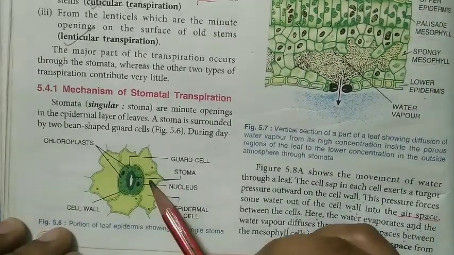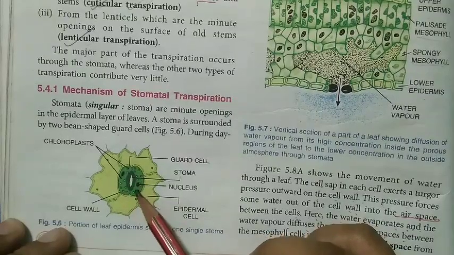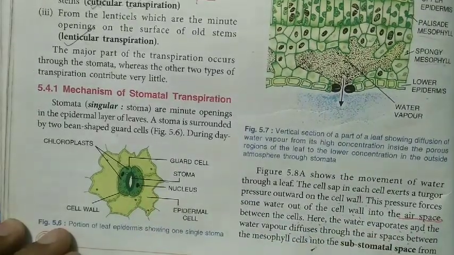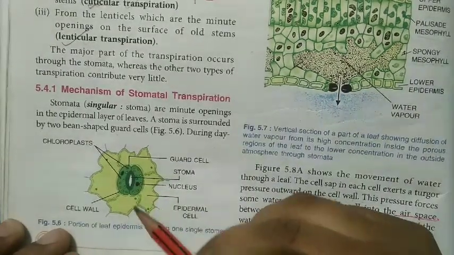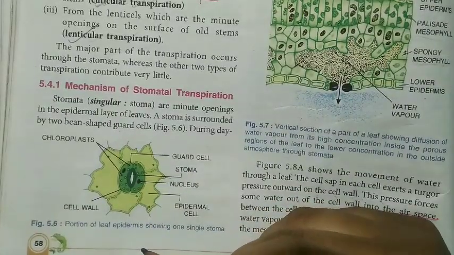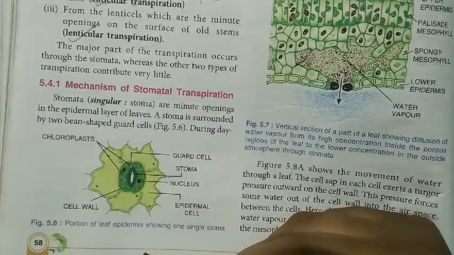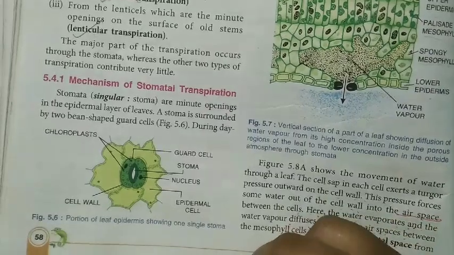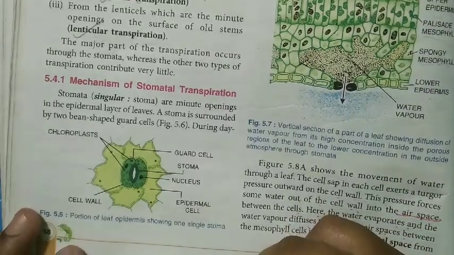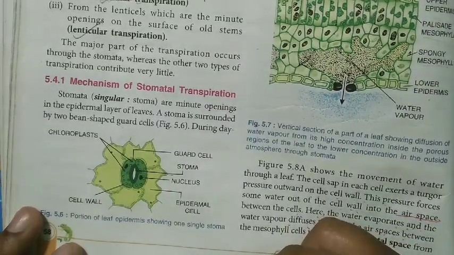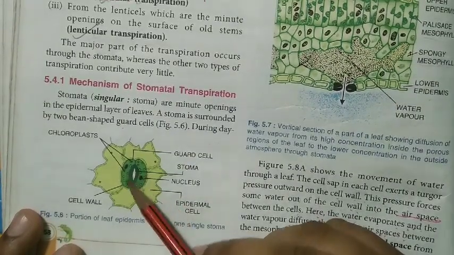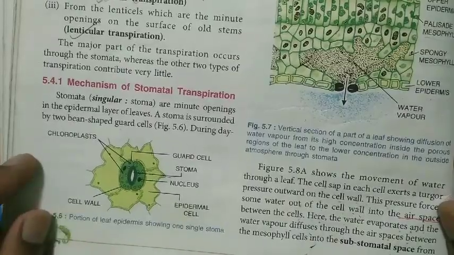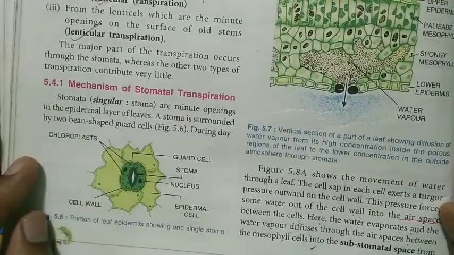Now each stoma is covered by bean-shaped structures that are known as guard cells. During daytime when photosynthesis takes place, these guard cells open to let carbon dioxide from the atmosphere enter into the leaf, while during night time, whenever photosynthesis is not taking place, the stomata get closed to avoid the loss of water from the surface of the leaf by transpiration.